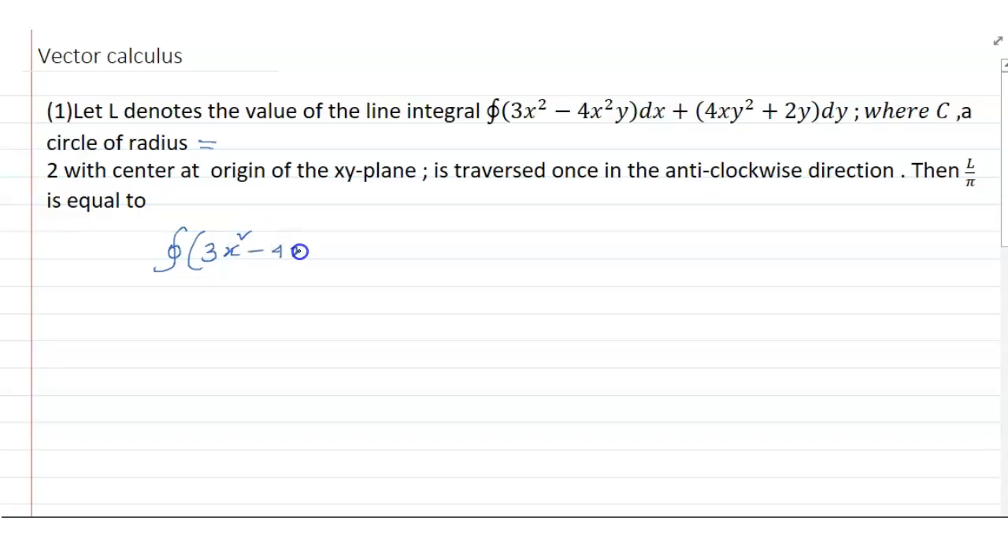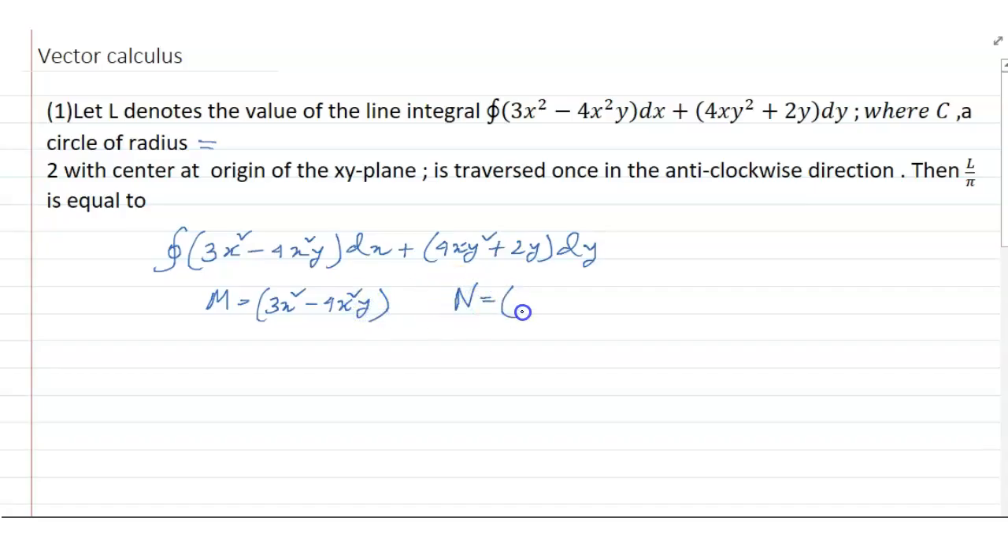minus 4x²y dx plus 4xy² plus 2y dy, and here M equals 3x² minus 4x²y and N equals 4xy² plus 2y. Apply Green's theorem.